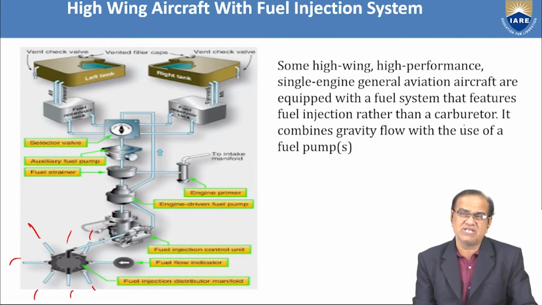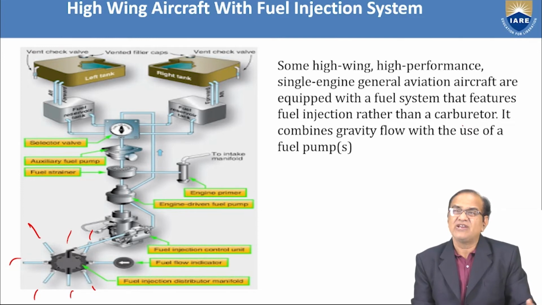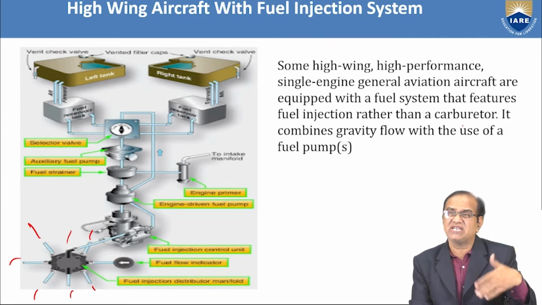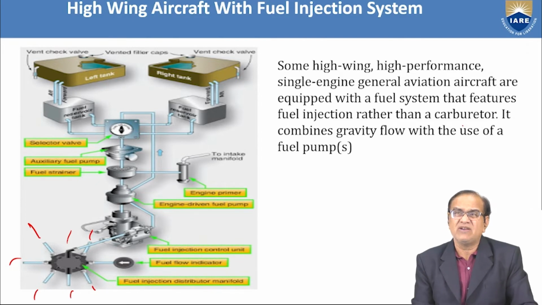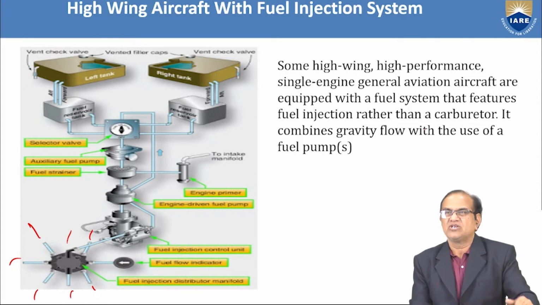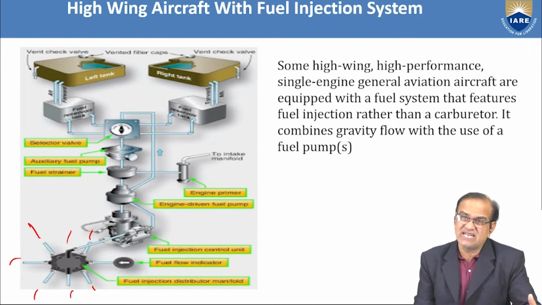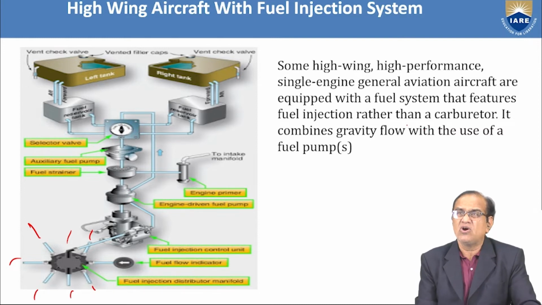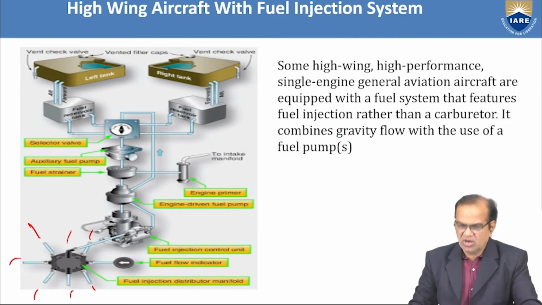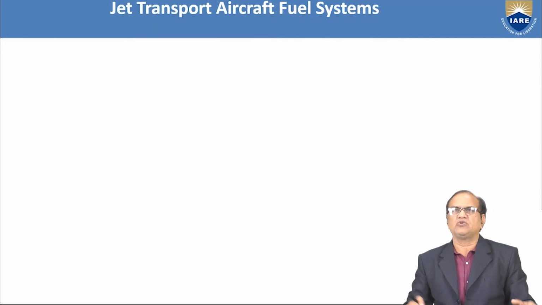Normally, if you are using ATF fuel, I will discuss this fuel in my next chapter about fuel characteristics and quality. In a gas turbine we don't use the carburetor. We use injectors, and these injectors spray at a very high pressure. So it combines gravity flow with the use of a fuel pump. In this, both gravity and fuel pumps are used.